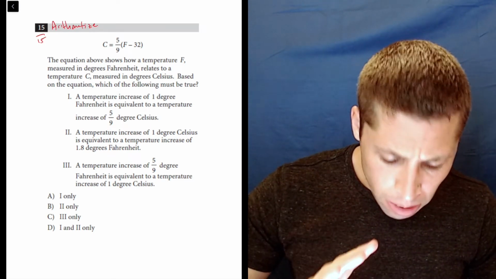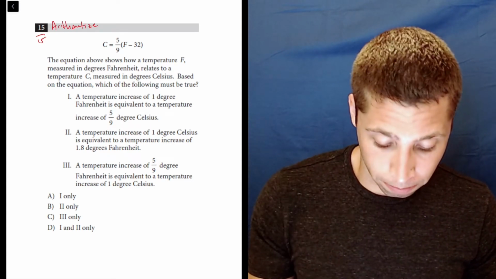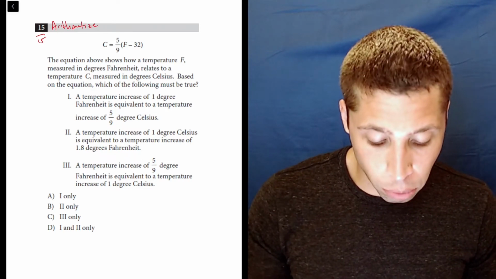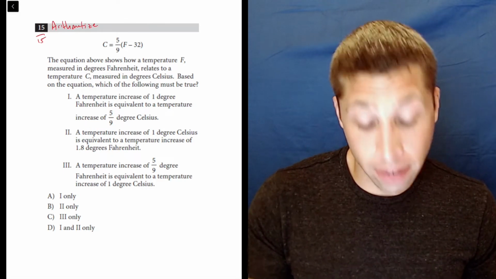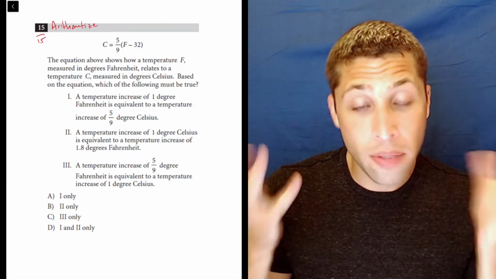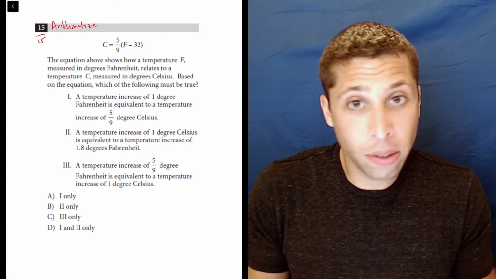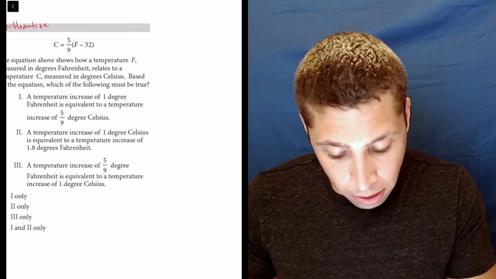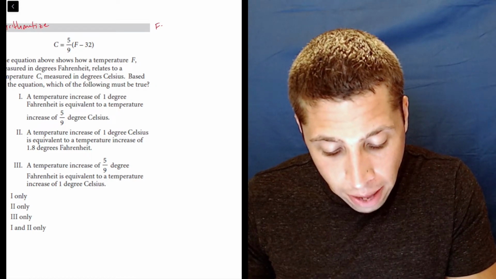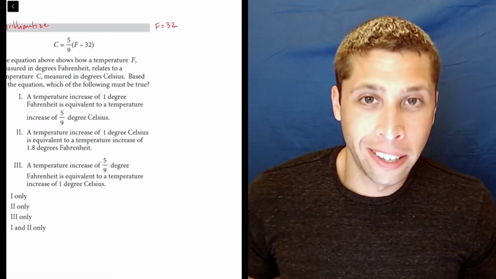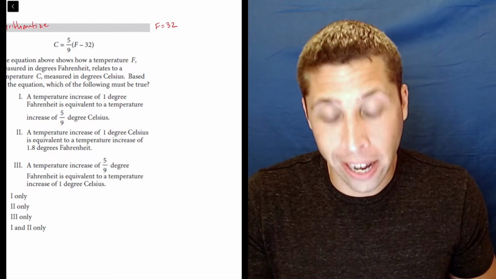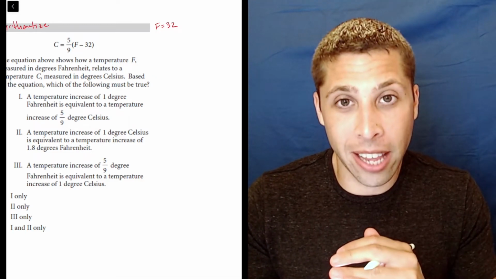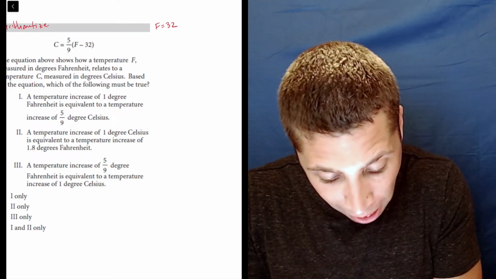Well, let's take Roman numeral 1 here. A temperature increase of 1 degree Fahrenheit is equivalent to a temperature increase of 5/9 degrees Celsius. Now, if that seems really crazy to you, then this is a great example of how arithmetize can make things easier. Start with a simple number. Start with something like F equals 32. Now, that doesn't seem like a simple number, right? Well, except in this particular equation, 32 degrees is like the ideal situation because watch what happens.